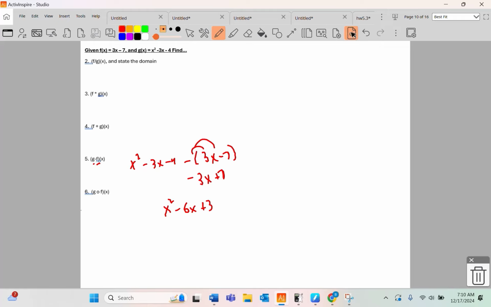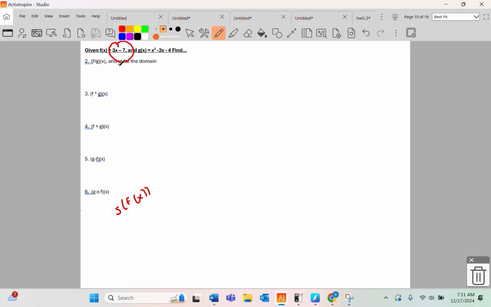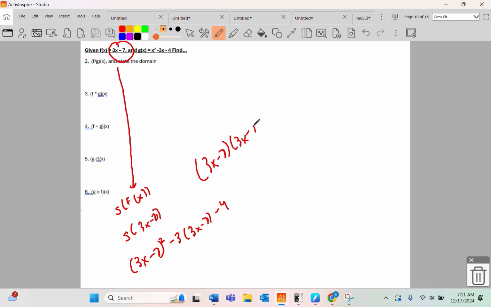And we have 6, we have our golf, which is g parentheses f parentheses x. So we're going to take this, it's going to go there. It's g of 3x minus 7. So g starts with an x squared. We're going to have 3x minus 7 squared minus a 3, and x isn't counted. It becomes 3x minus 7, and then minus 4. If you're going to do 3x minus 7 squared, you're going to write it twice, and you're going to FOIL. That's 9x squared minus 21x minus 21x plus 49.